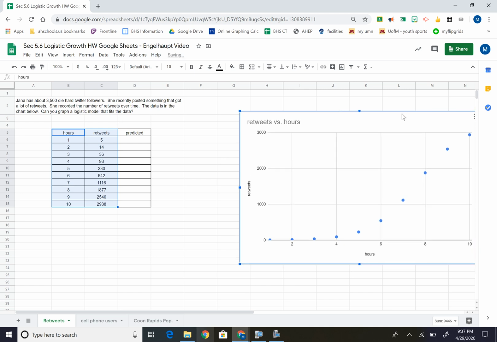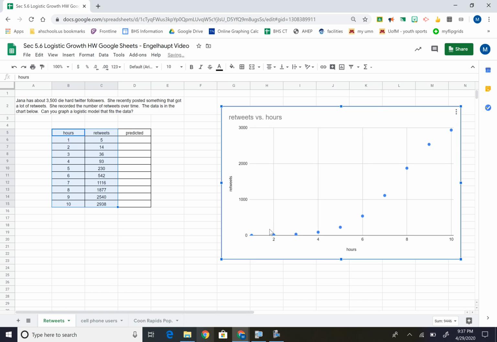It looks like it's starting off slow and then taking off and then maybe starting to slow down. So maybe it's going to have the S-shaped curve that we see with logistic models.